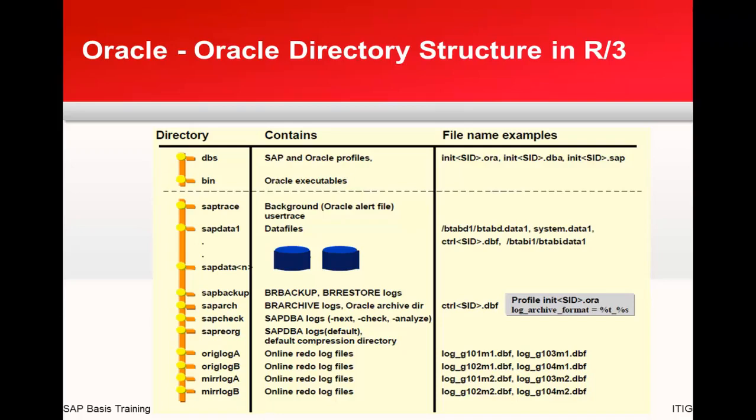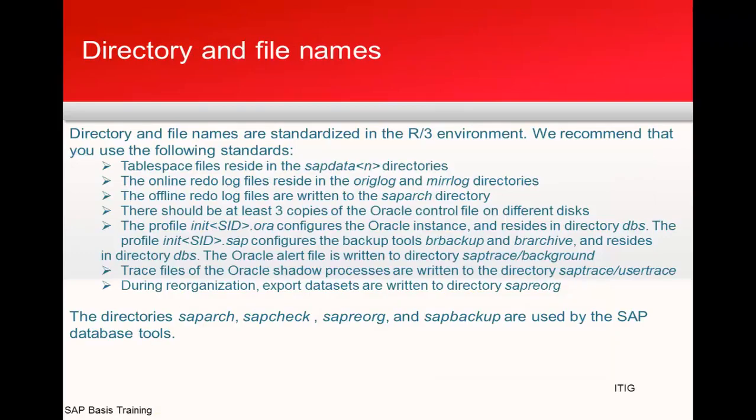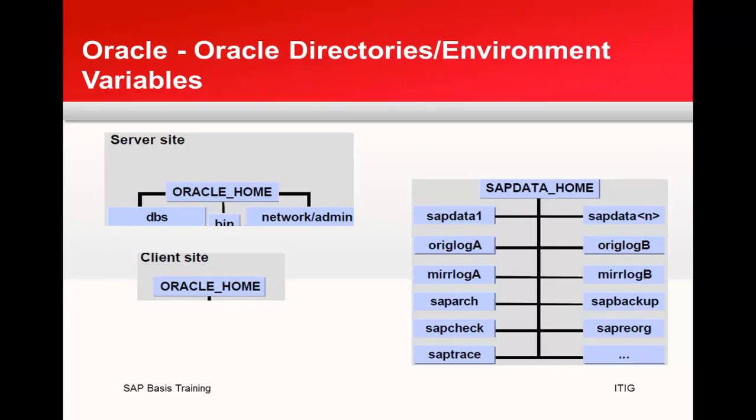Okay, the next thing is about the directories and the file names, specifically the Oracle directories and the environment variables. The key environment variable is ORACLE_HOME. This is one of the most important variables, which says where the Oracle home is located. The key folders within the Oracle home are the dbs folder, the bin folder, and the network admin folder. The network admin folder is key because you have all your tnsnames.ora and listener.ora there. So the key files are in this ORACLE_HOME variable. Then you can see SAPDATA_HOME, where you have the rest of the key directory structures.